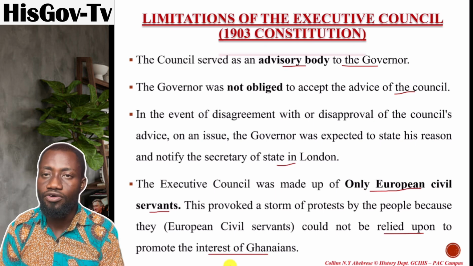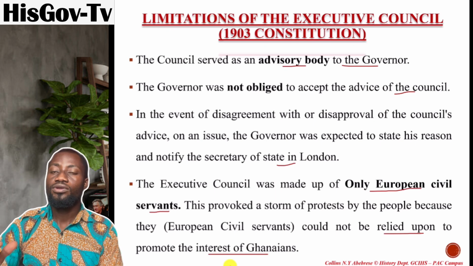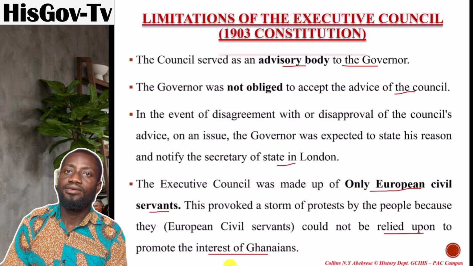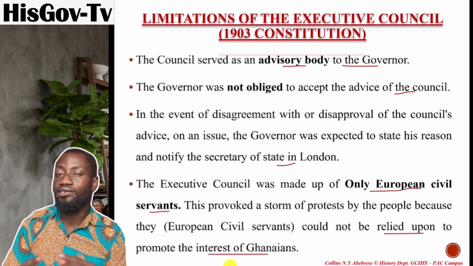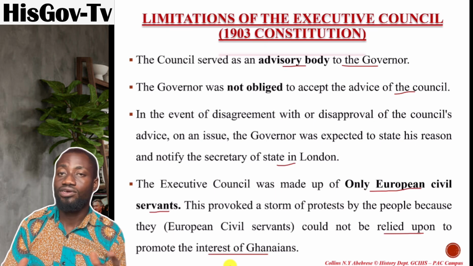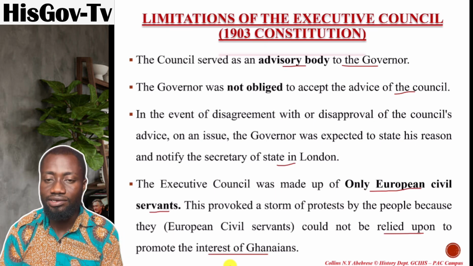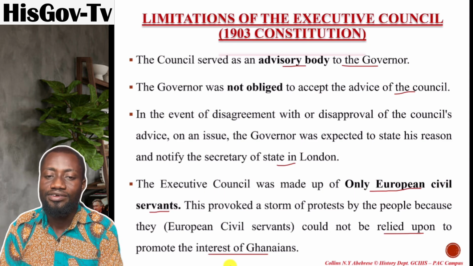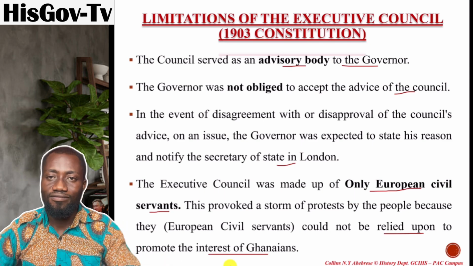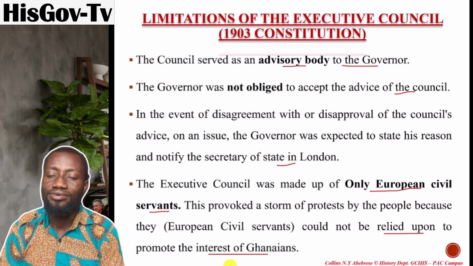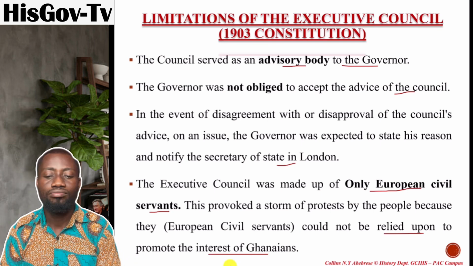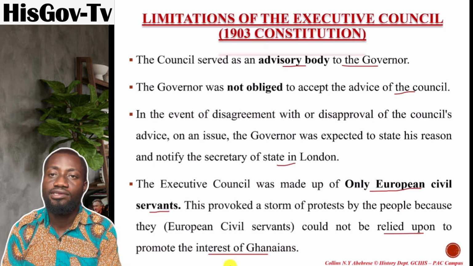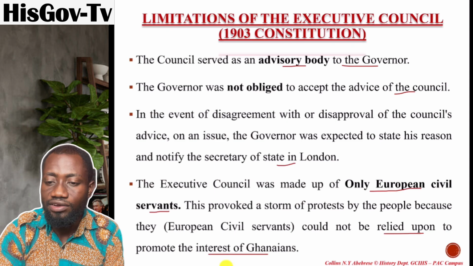So, as I already indicated, all the members were European civil servants, and governance is about promoting the interest of your citizens. So how can you be taking decisions and policies for people who are not part of the decision making process? That was also a limitation, and so the educated elite especially were not in support of this constitution. They felt it was bad.